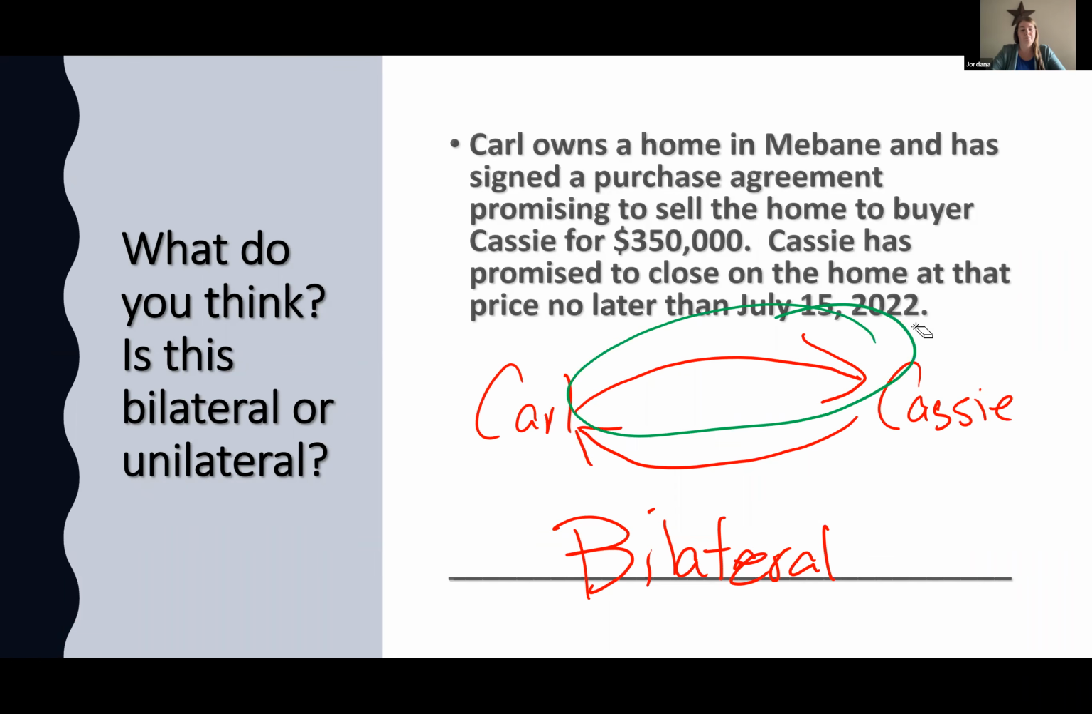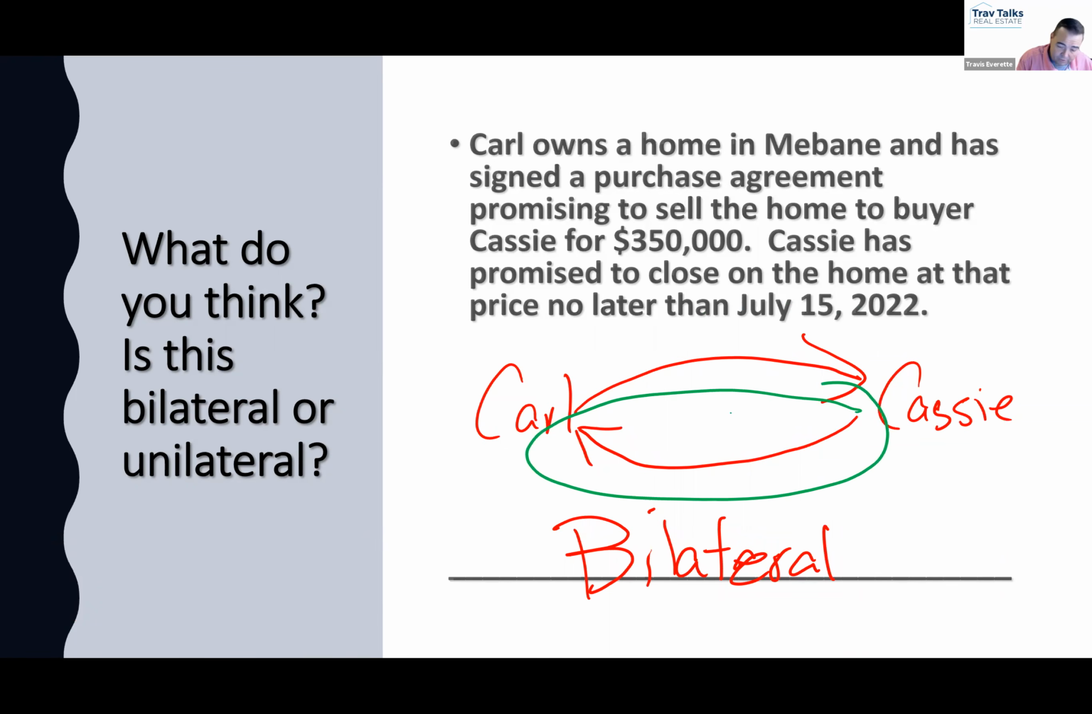And if Cassie doesn't show up for closing, Carl's going to sue saying, you broke this promise right here. Does that make sense for everybody? And that's a bilateral contract. When either party has the right to sue and neither party has the right to get out, that's bilateral.